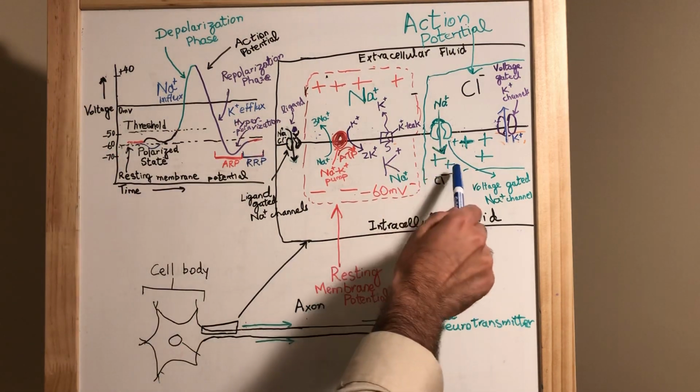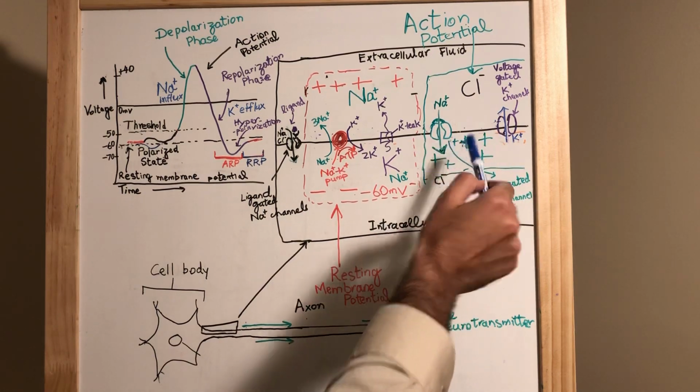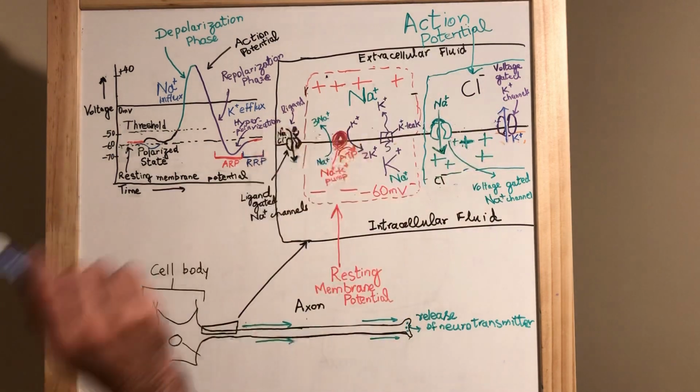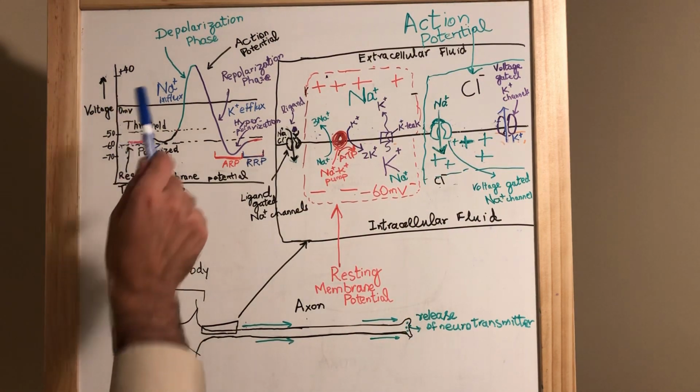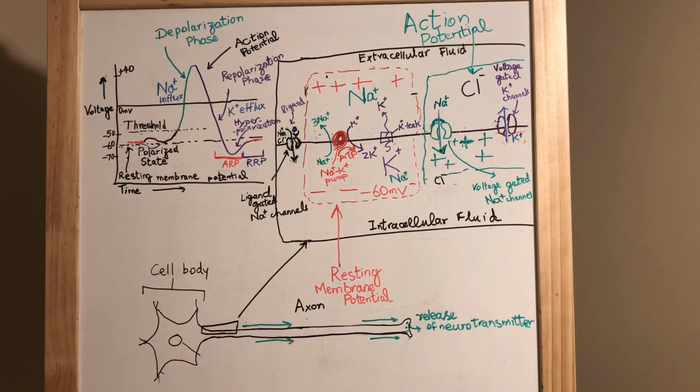Soon after the opening of sodium channels, the potassium channels begin to open and sodium channels begin to close. Opening of potassium channels result in rapid efflux of potassium ions out of the cell, resulting in restoration of the negative charge of the membrane.